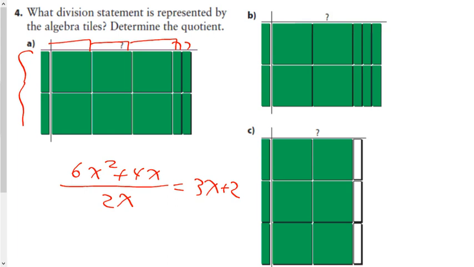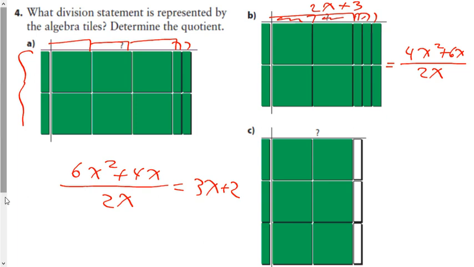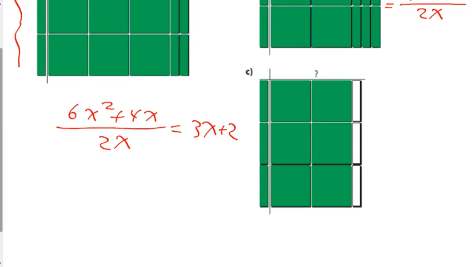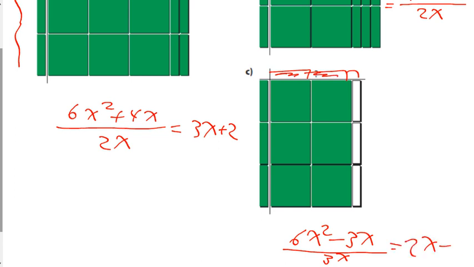I don't think you need to determine the quotient yet. You do need the answer as well. For this one, area is 4x squared plus 6x divided by the side I know, which is 2x, will equal, those are all positives as well, 2x plus 3. And the final one, the third one, the area, which is 6x squared minus 3x this time because they're not shaded in, divided by the side I know, which is 3x, equals the answer, which will be 2x minus 1.